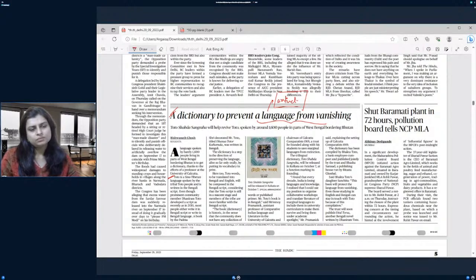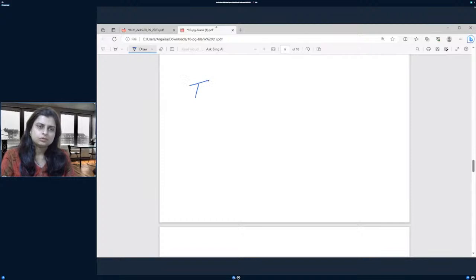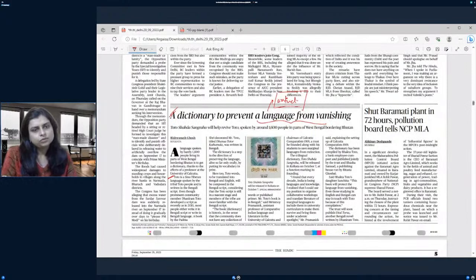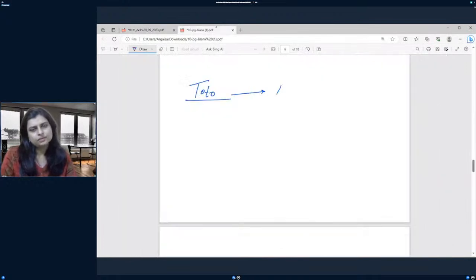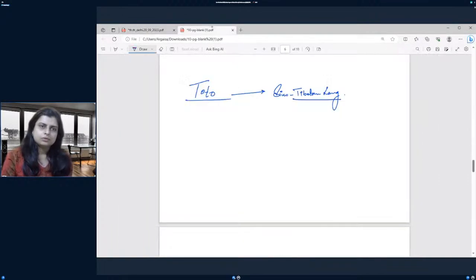Toto is a Sino-Tibetan language spoken by tribal Toto people and is written in Bengali script. So you should know about the language, which language they are talking about. It is Toto. And what they are saying is, it is a Sino-Tibetan language. Now, this Sino-Tibetan language is spoken by tribal Toto people and is written in the Bengali script. So, this is written in what? Bengali script.